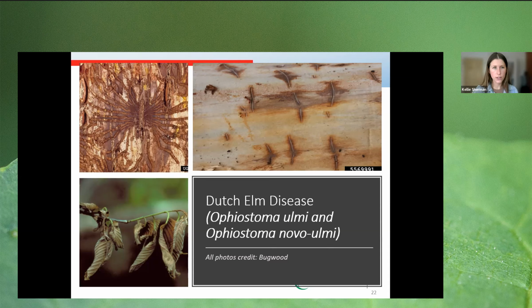You can also see there's the galleries underneath. You can see breeding galleries on the surface of the wood under the bark can also be used to identify. So the smaller European elm bark beetle and the banded elm bark beetle galleries are single and run along the grain of the wood. And then the native elm bark beetle galleries are double and run across the grain.